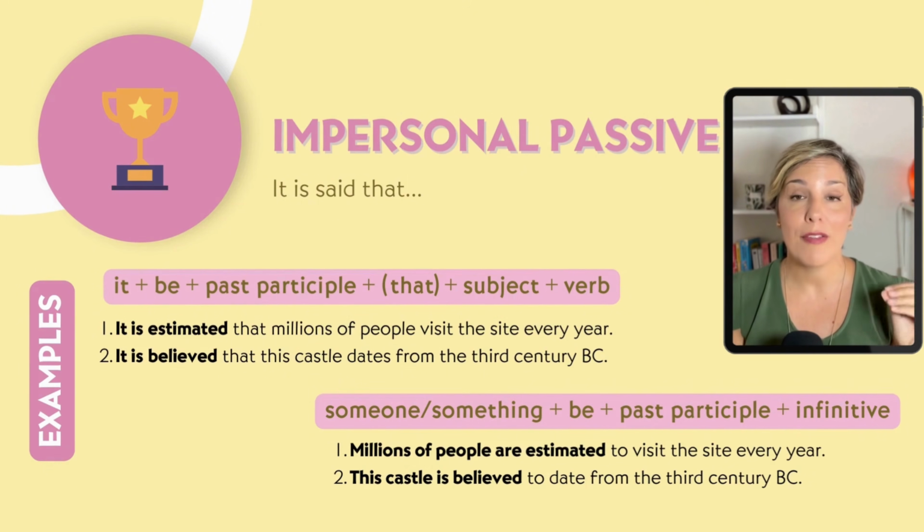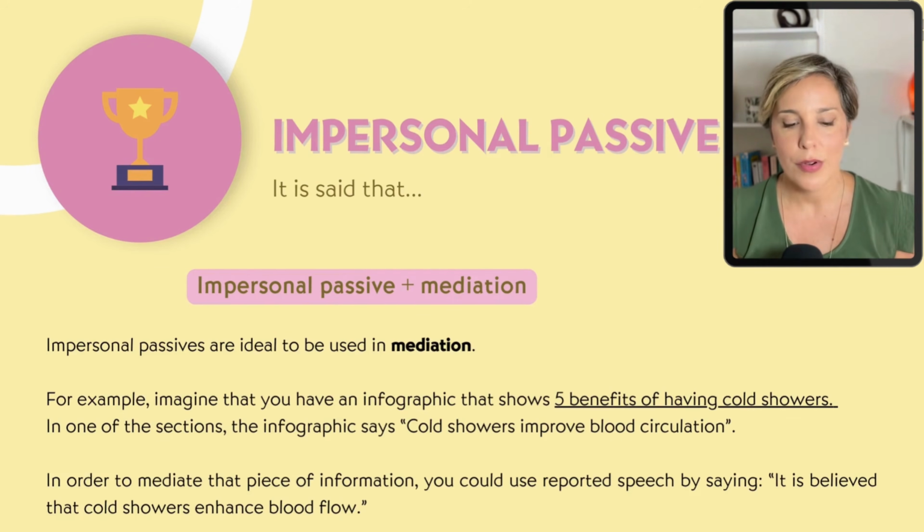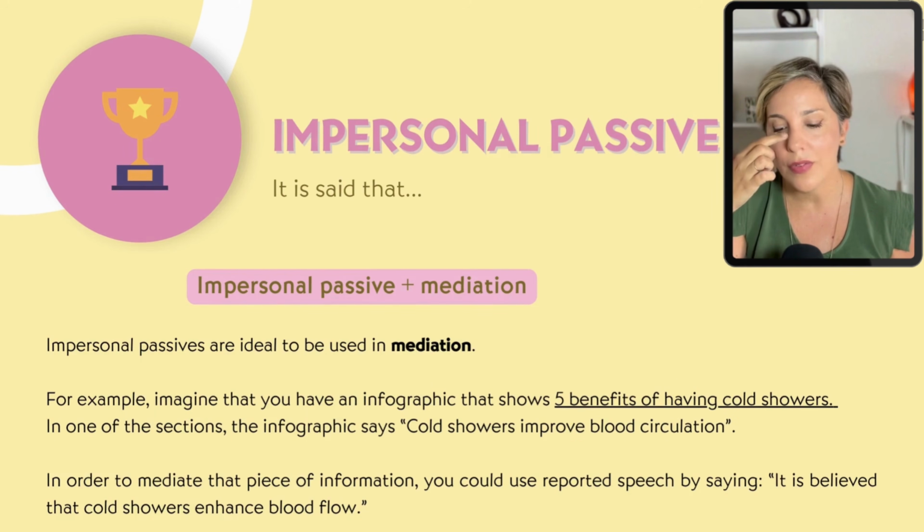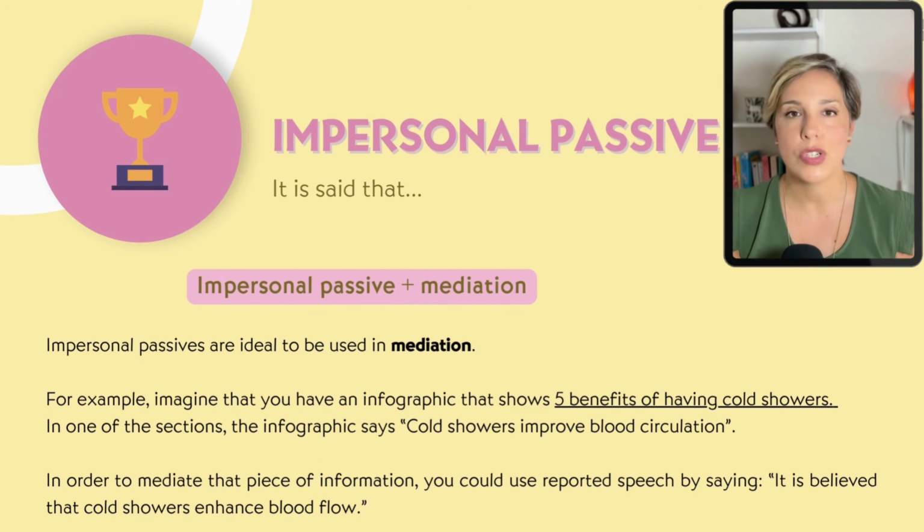But one of my favorite ways of using this impersonal passive is using it with mediation activities, with mediation exams. For example, imagine you have an infographic on 5 different benefits of having cold showers, right? You can simply transmit the information by saying, well, according to the infographic, it says that blah, blah, blah, or according to this leaflet, one of the benefits is blah.